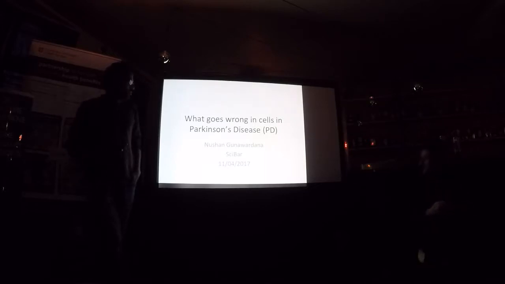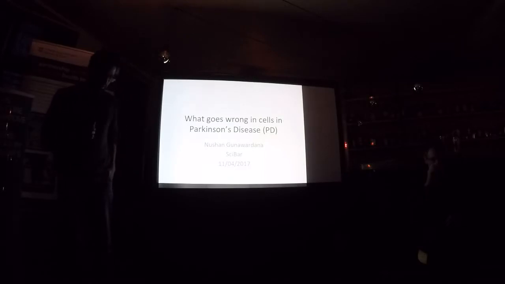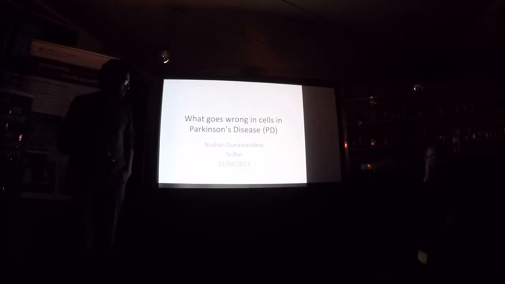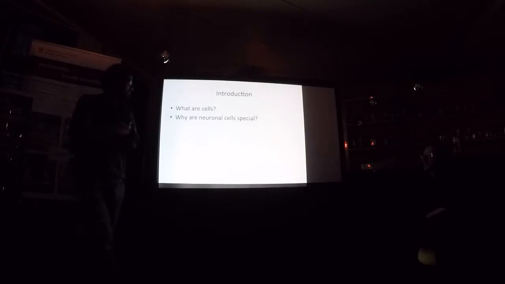So the question that we're asking is, what goes wrong in these dopaminergic neurons, and what kind of models can we use to interrogate this issue? In order to do that, we need a little bit of basic biology. I'm going to tell you a little bit about what cells are first, so it's GCSE type stuff, I guess. Then I'll talk about why neuronal cells are so special. What makes them unique? What makes them specifically susceptible to the disease process?